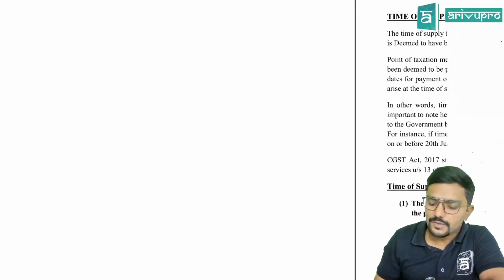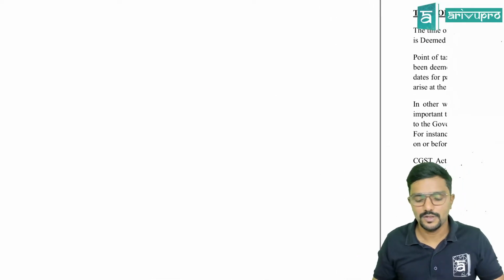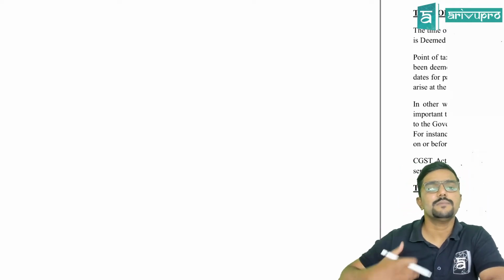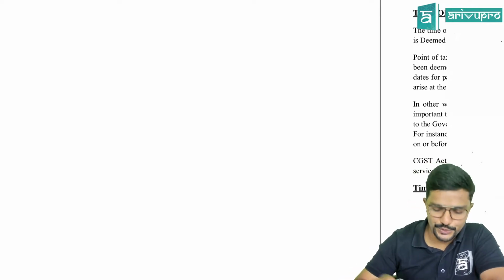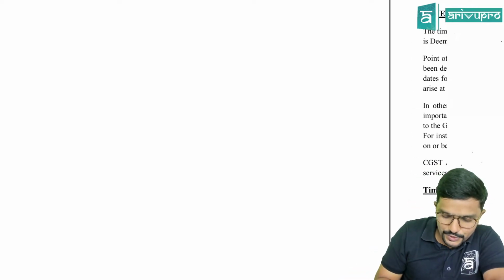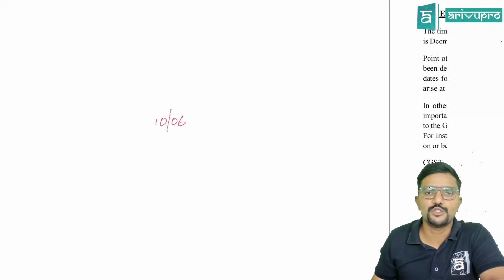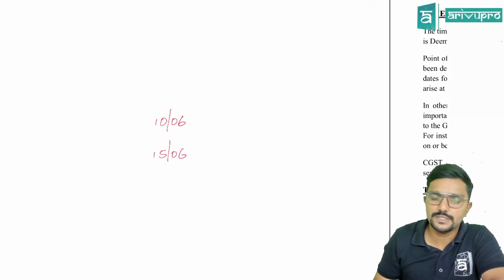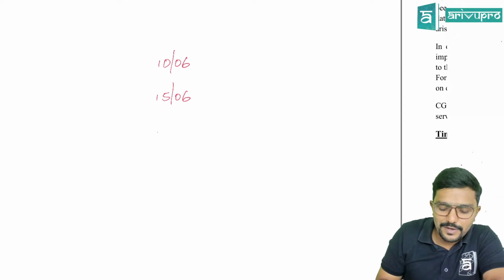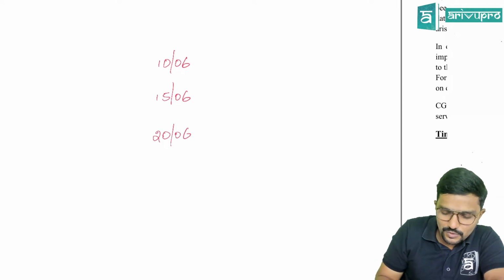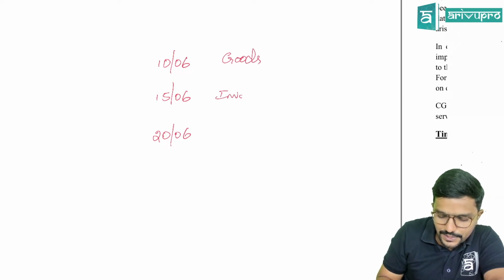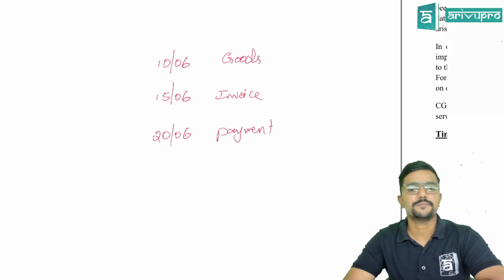Now, for what is the time of supply helpful? See guys, there are different events which take place. For example, assume I am supplying goods to you. I supplied goods to you on 10th June. I issued an invoice for you on 15th June. I received the payment from you on 20th June. So goods are sent on 10th, the invoice is issued on 15th, and payment is received on 20th.